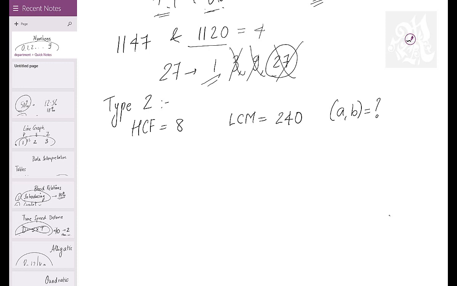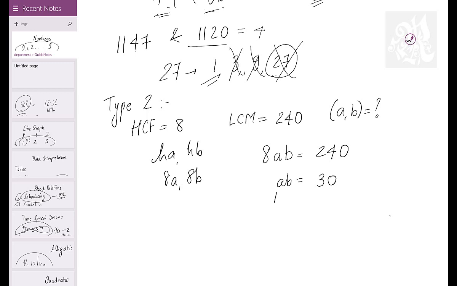So start with this. How do you define the numbers? HA and HB. So HA and HB are the numbers. In other words, 8A and 8B are the numbers because H is the HCF. What is their LCM? HAB. So HAB is going to be 240. So what is AB? 30. AB are two numbers that are multiplied, right? So let's find out how many ways AB can be 30.